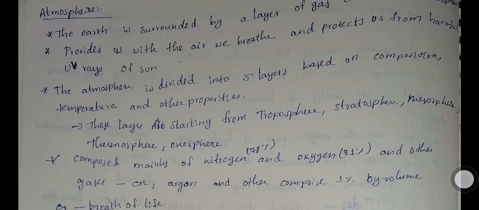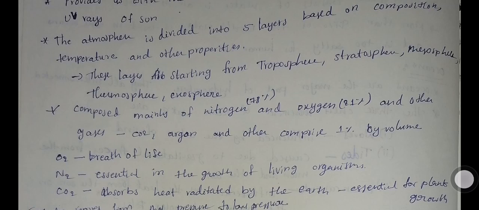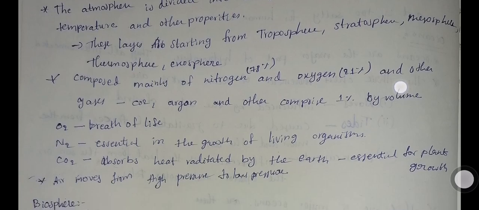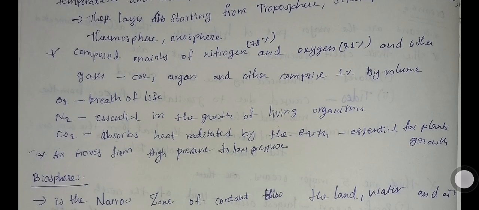Atmosphere contains 78% of nitrogen, 21% of oxygen, and other gases in very minor amounts, that is carbon dioxide, argon, and others, comprising only 1% by volume. In this, oxygen is used for the breath of life. Nitrogen is essential for the growth of living organisms. Carbon dioxide is necessary on the earth for retaining the heat, and also essential for plant growth.